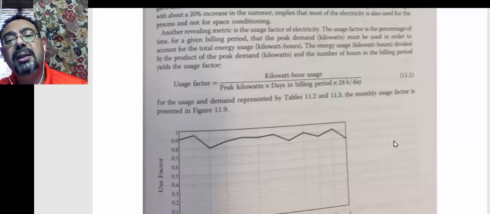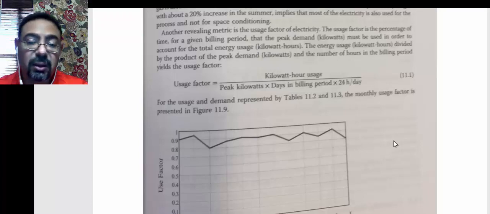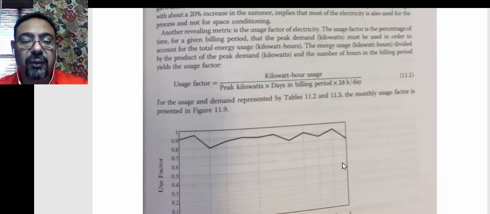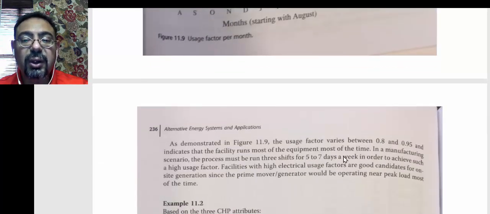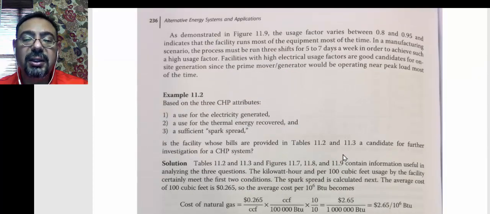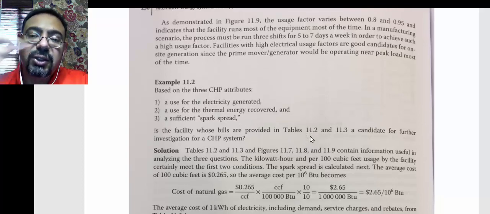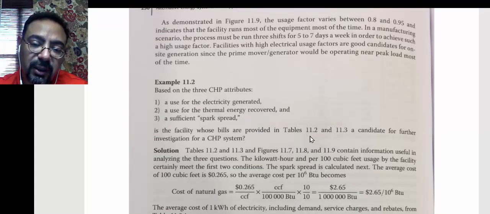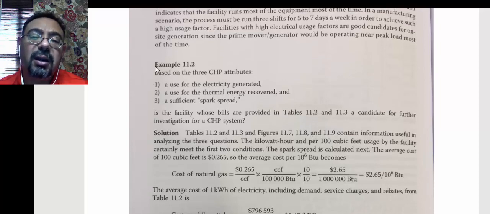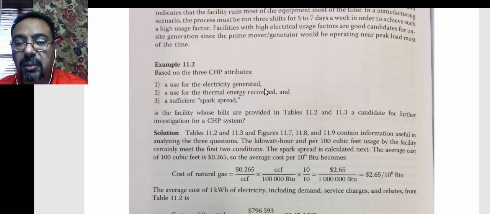This is a really good candidate for having your own combined heat and power cycle, right? Because you are gonna use it all the time. You are not gonna turn it off and on. You are not gonna generate more electricity than one would need, and therefore you would have to store it or sell it back or something. So he's basically saying there are 3 things that need to be satisfied. You will have a use for electricity generated, and that can be shown by the usage factor.